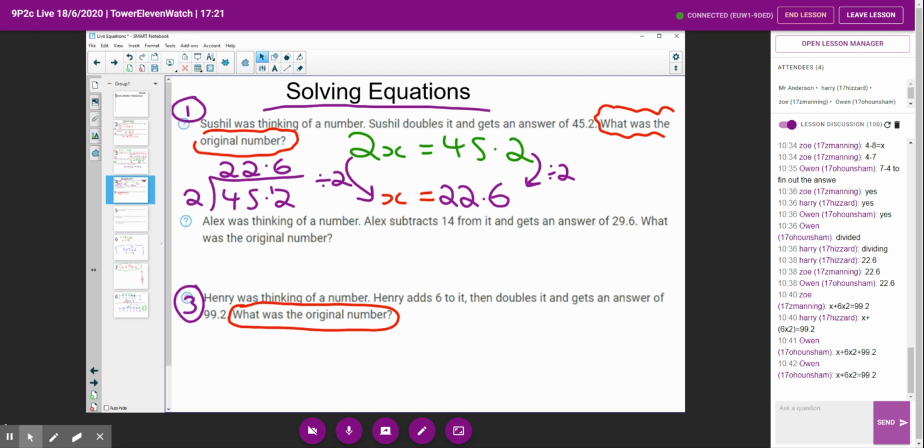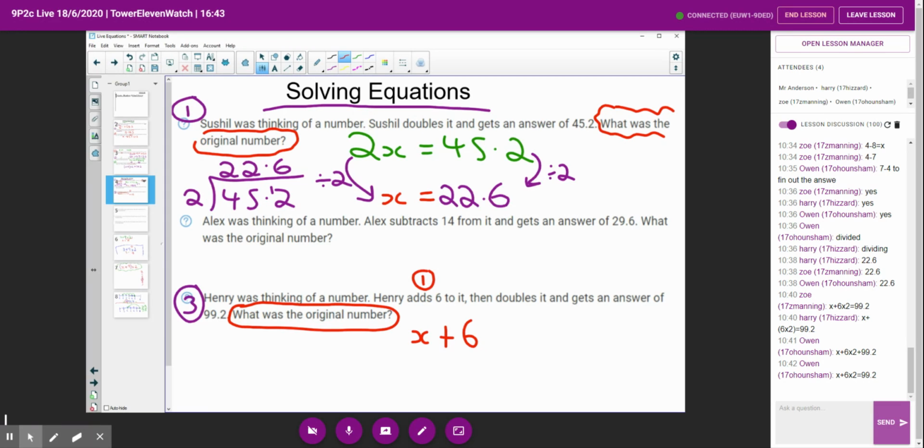Right, okay, guys, well done. Let's have a look. So, Zoe, you've got x plus 6 times 2 equals 99.2. Harry's got something similar, but he's got a pair of brackets there. And Owen's got the same as Zoe. Right, let's have a look at the questions. First of all, we've got Henry. Henry's thinking of a number, which is going to be x. First of all, Henry adds 6 to it. So the number he's thinking of, and he's going to add 6. So we've got x plus 6.